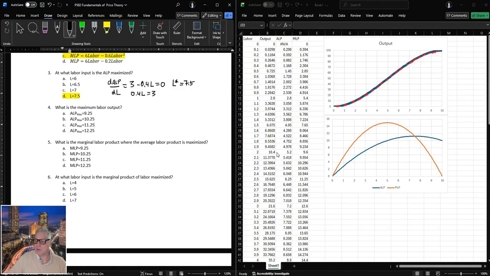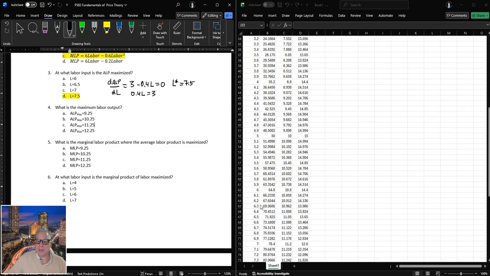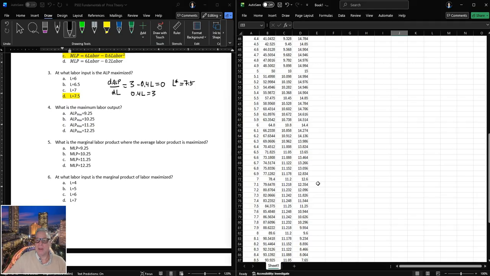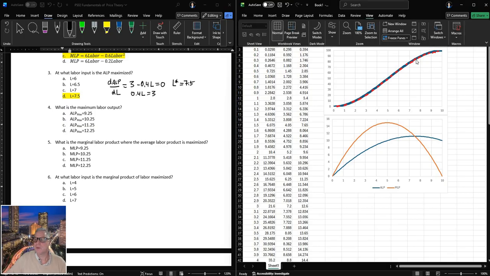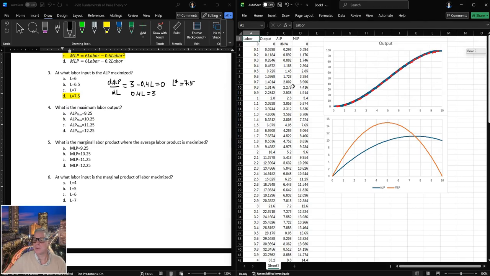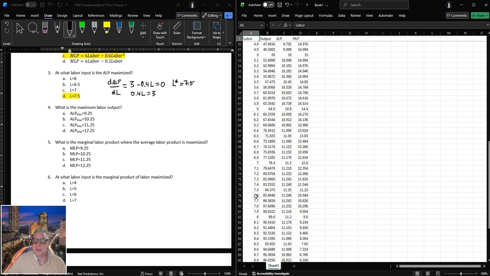So now we have to look up the value on the y-axis. Well, there are two ways of doing it. We can go to 7.5 and look it up here, but let me first freeze the top row. So view, freeze, top row. So then whenever we scroll down, we still can see, okay, 7.5, so the value is 11.25.